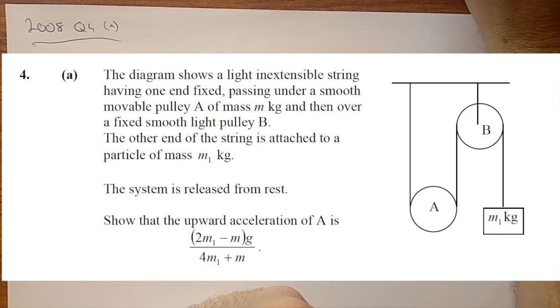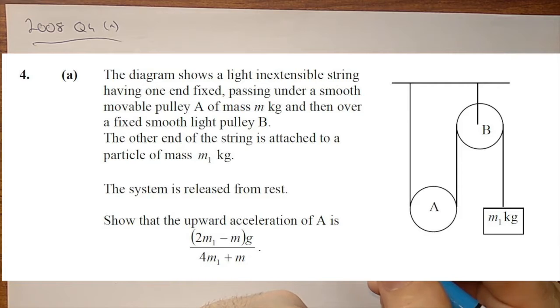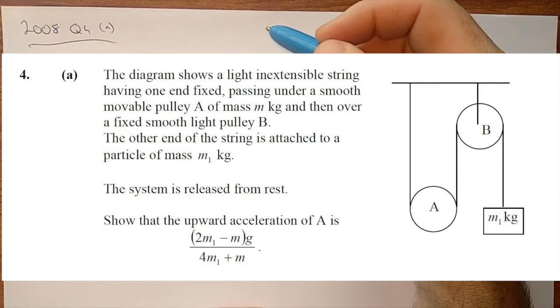Now looking at B, B is a fixed, smooth, light pulley. That means we can essentially ignore it. And then we have a mass M1 that moves downwards. So one of the first things we want to do in these equations is try and look at the forces on each one. Sometimes you'll be asked that explicitly as part 1. In this case, not really, but we'll get there along the way.